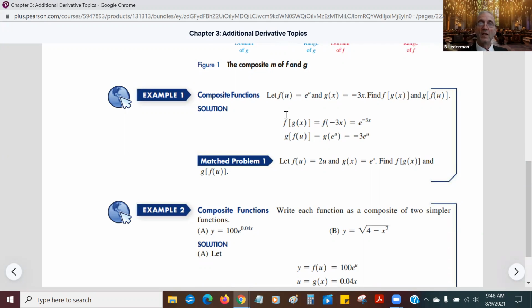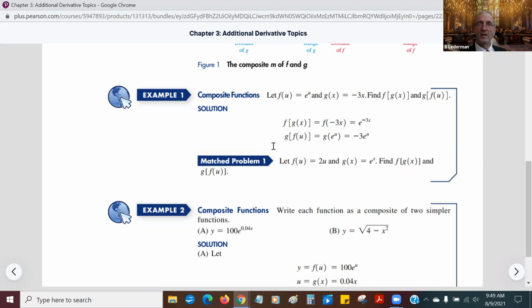Notice that the order makes a difference. See here, f is e to the u and g is negative 3x. Well, if I do the g first followed by the f, I get one answer. If I do the f first followed by the g, I get a different answer. So you see that it doesn't necessarily mix and match.